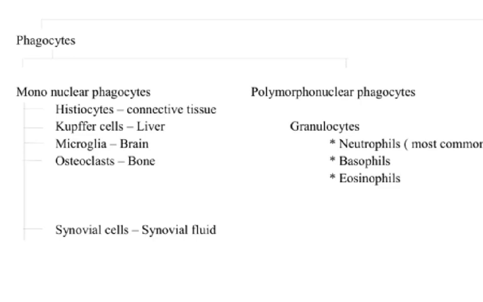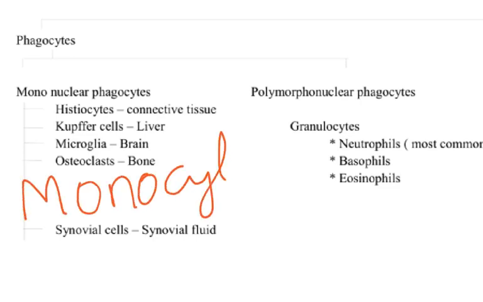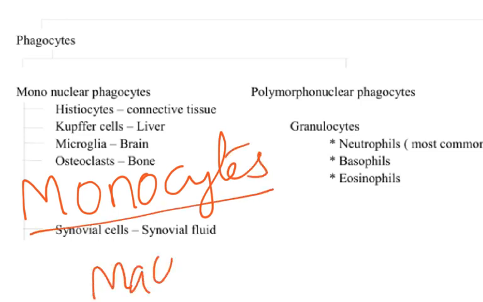Mononuclear phagocytes are of various types and are found in different places of our body, like histiocytes in the areolar connective tissue, Kupffer cells in the liver, microglia in the brain, osteoclast cells in the bone, and synovial cells in the synovial fluid. All these cells are said to be descendants of the monocytes of the blood. The monocytes, when they get activated, we call macrophages.